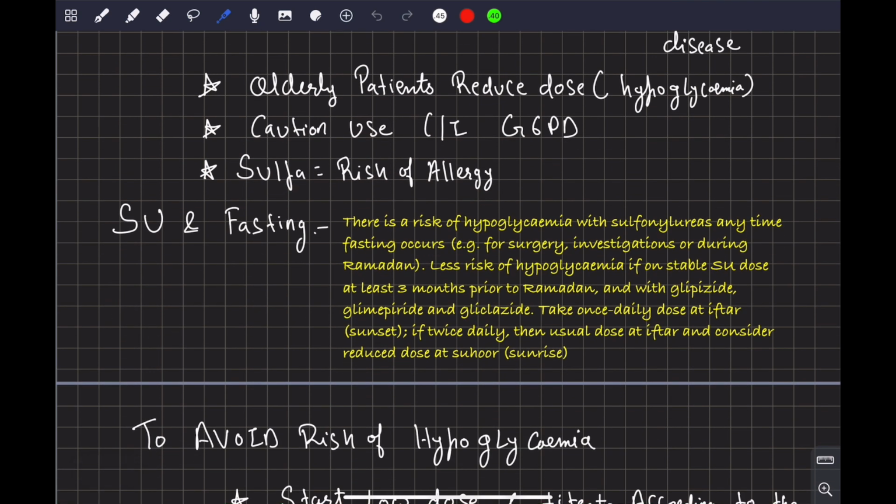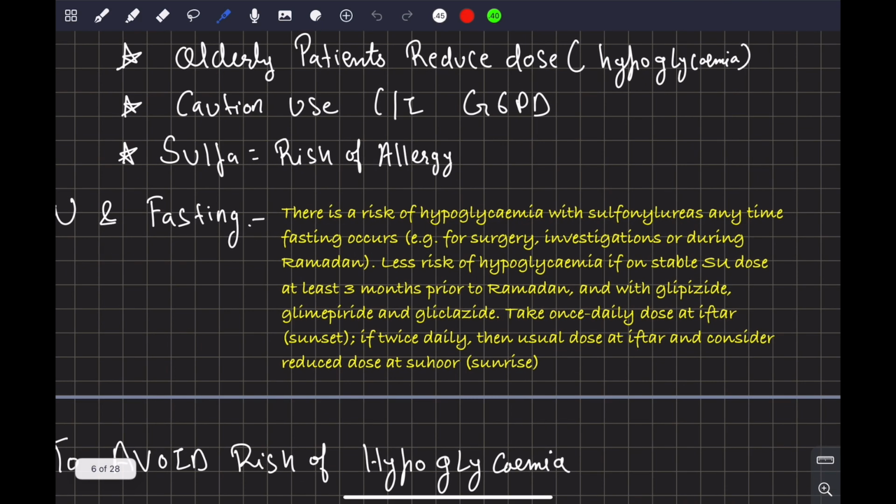Now you understood that sulfonylureas cause insulin secretion, so they cause hypoglycemia. Whenever the patient skips a meal, for example if the patient is in a fasting state, like for surgery, investigation, or during Ramadan, in any case where the patient is fasting, there will be a very increased risk of hypoglycemia, right? But there is less risk if the patient is on a stable SU dose, which means the dose has not been adjusted for a very long time. The patient is on stable dosing at least 3 months prior to Ramadan, so there will be less chance of hypoglycemia, but there is also some chance.